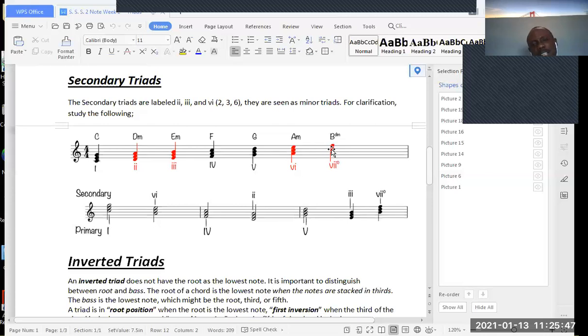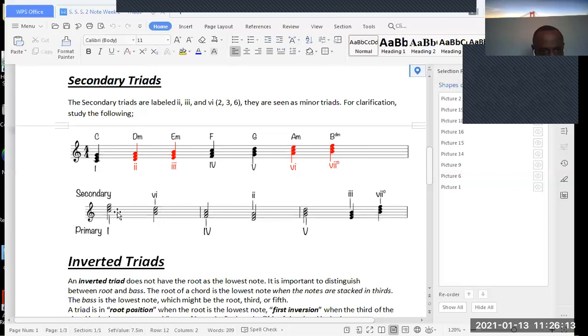But at the same time, it is rarely used, and that is why we will not say categorically it is a secondary triad, but it is still a triad. So we have secondary triads, chord 2, chord 3, and chord 6. So these are what? Secondary triads.